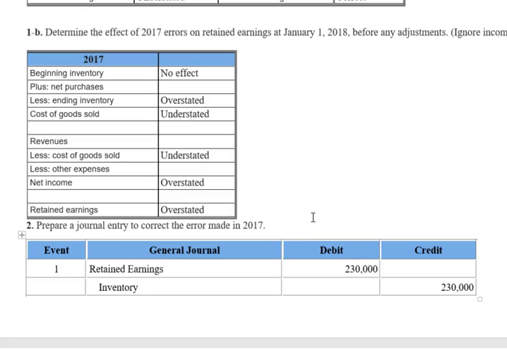Okay? So hopefully that gives you a basis for understanding over and understated positions and expenses and assets and how to correct those errors. Again, this would have to be handled retrospectively. We do have to go back and restate prior years when we create financials.